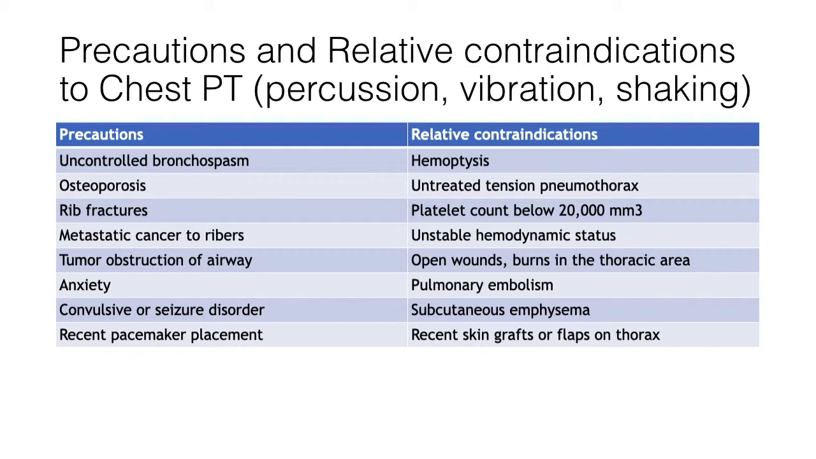So here are some of the precautions and contraindications to chest PT, which would be percussion, vibration, and shaking. The precautions are pretty straightforward. Individuals with osteoporosis or previous rib fractures, that can be really dangerous, especially for vibration and shaking. So you want to be careful with that, and if anything, you're doing your techniques with very minimal pressure.